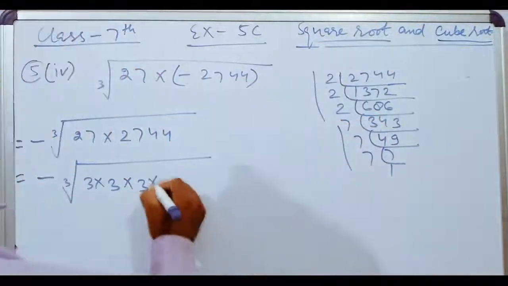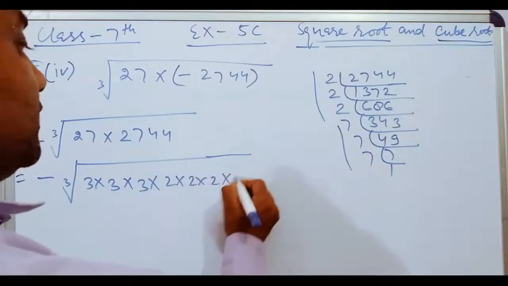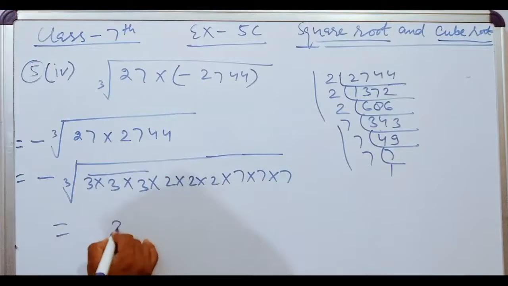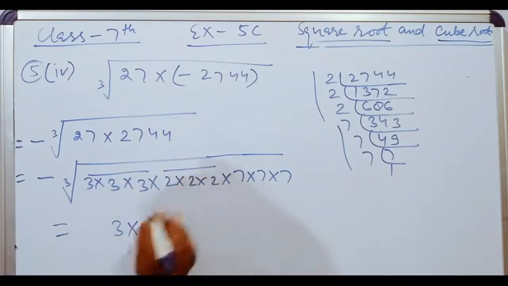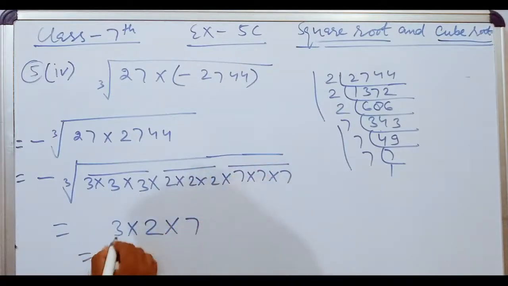Okay. Now in place of 2744, 2 into 2 into 2, then 7 into 7 into 7. From the triplet of 2 we will take out 2, from the triplet of 3 we will take out 3, from the triplet of 2 we will take out 2, from the triplet of 7 we will take out 7. Now 2 3s are 6, 6 7s are 42 is the answer.